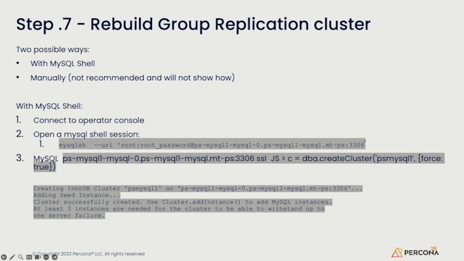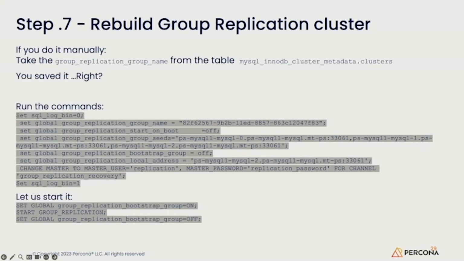We connect to the operator node. And from the operator node, what we do is just connect to the MySQL shell and issue this simple command, dba.createCluster and PMS, the name of the cluster. And the only thing we add is the force instruction in order to bypass any problem that the shell will eventually identify because we already have a synchronous replication.